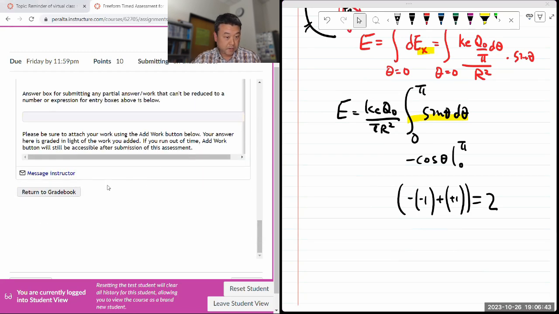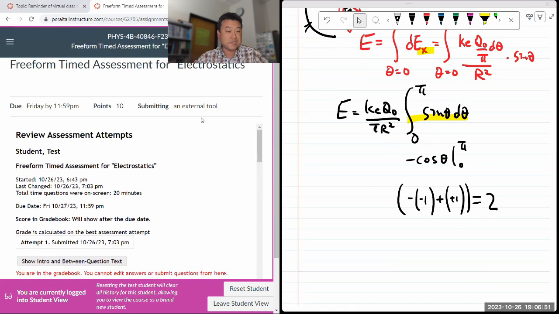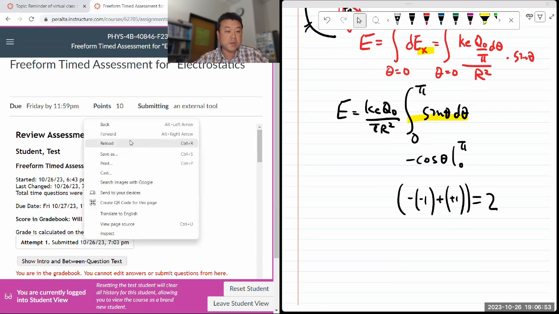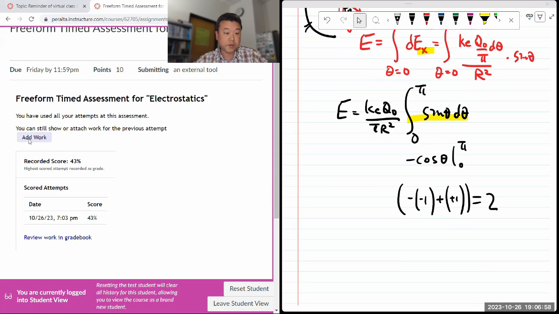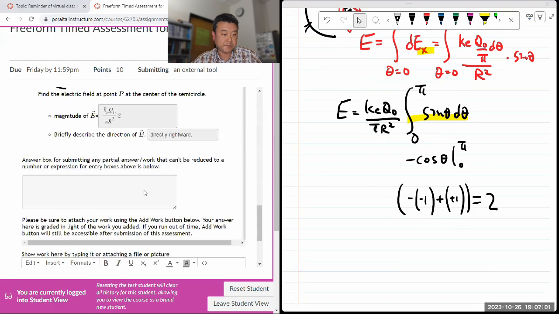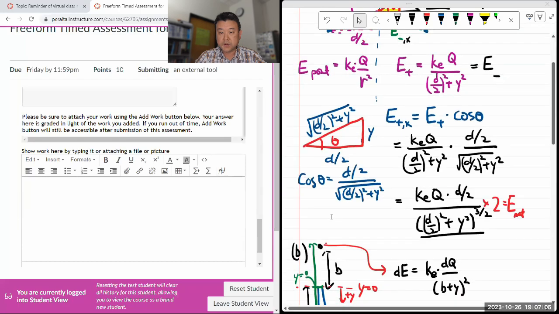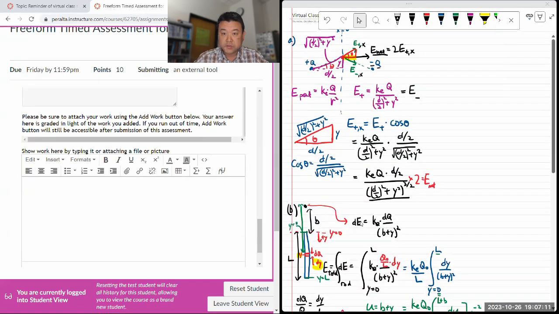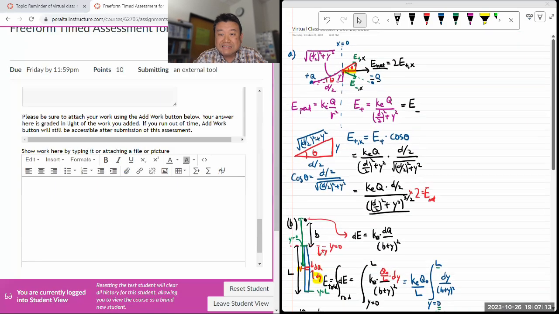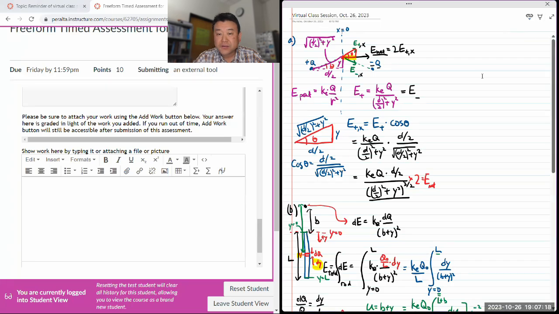To attach work after the fact, in this view you won't be able to attach work. The easiest way to get to the screen where you can attach work is to refresh it. When you refresh it, you will get this button for adding work. So go to that and then add work. Let me just add all the work so that I finish this up properly. That is really in the way. Can I? Okay, good.